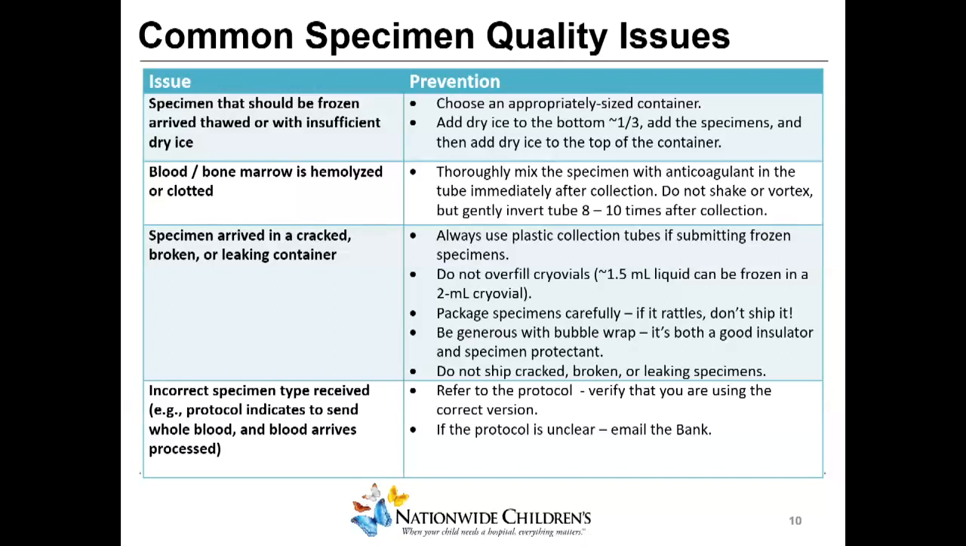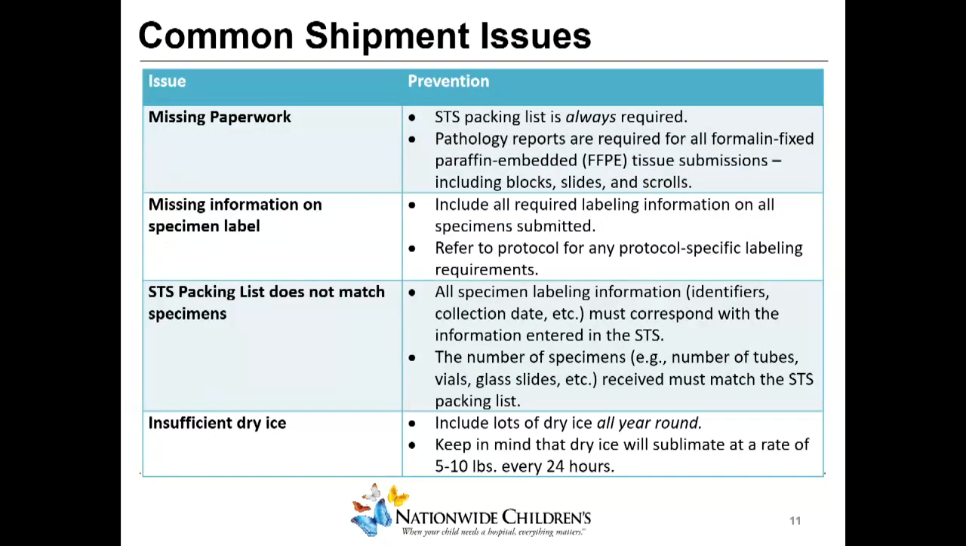If you ever have any questions about what type of specimen to collect or time points, you can refer to the protocol or contact us at the bank, as we are always happy to assist. Some common shipment issues that we see include missing paperwork, missing labeling information, and discrepant information between the documents and the specimen labels. Double checking the paperwork and the specimen labeling prior to sending the shipment can help to avoid some of these errors. Also keep in mind that dry ice sublimates at a rate of 5 to 10 pounds every 24 hours. So including at least 5 pounds of dry ice in your shipment can help prevent your specimens from thawing during transit.